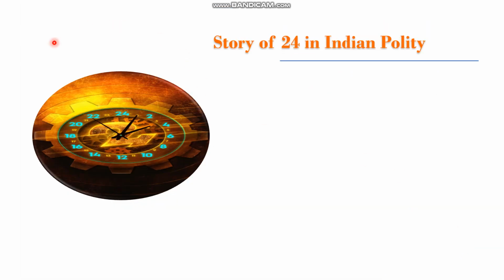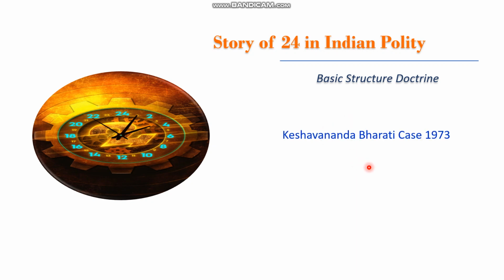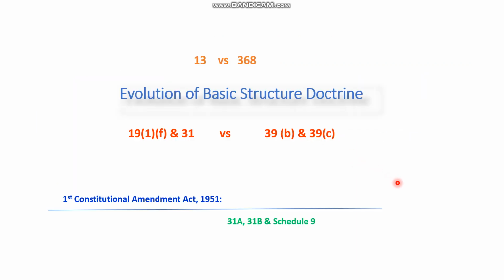I think you may all know about the movie 24. Today I would like to discuss one interesting topic, the story of 24 in Indian polity. That is nothing but the basic structure doctrine given by the Supreme Court in the Kesavananda Bharati case of 1973. It did not evolve in a single case; it gradually evolved in different cases.